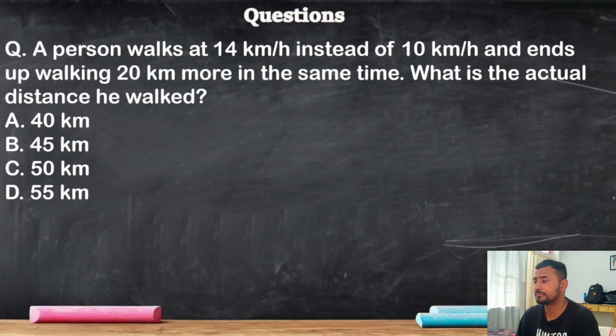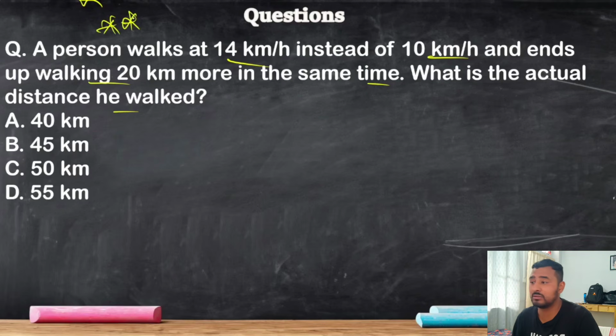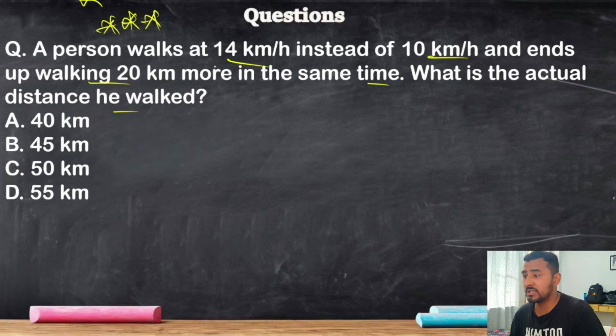Let's see one more. A person walks at 14 km per hour instead of 10 km per hour and ends up walking 20 km more in the same time. What is the actual distance he walked? This type of question you might expect if they go beyond easy questions, beyond basic questions. You might expect this type of question in exams, okay? So what is the question saying? A person walks at 14 km per hour instead of 10 km per hour.